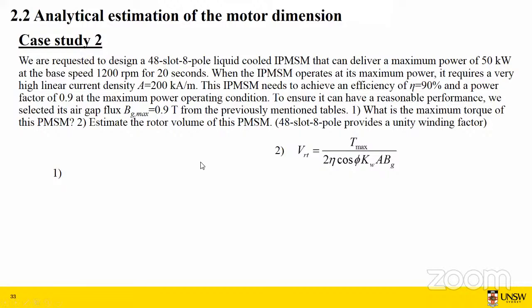So just calculate the maximum torque, put it into this equation. You have the efficiency, you have the power factor, you have the winding factor, you know A and B. Just calculate the rotor volume. Okay, please do the calculation. I'll give you another 3 minutes to do the calculation.